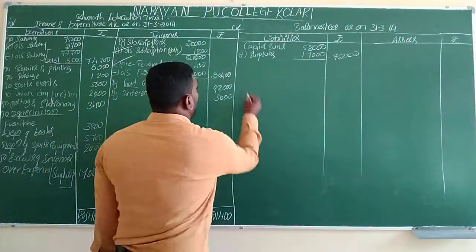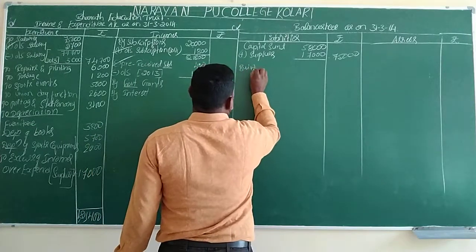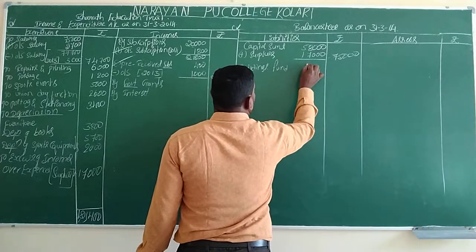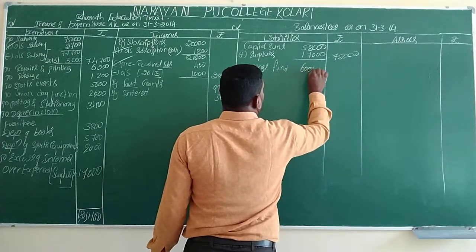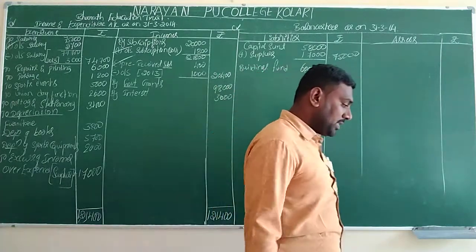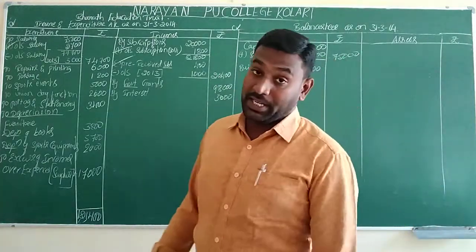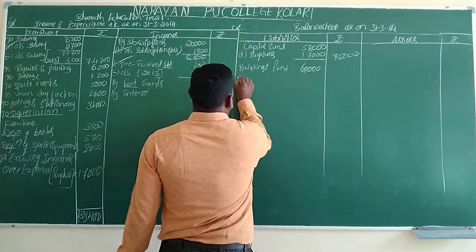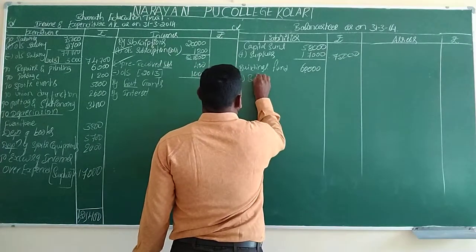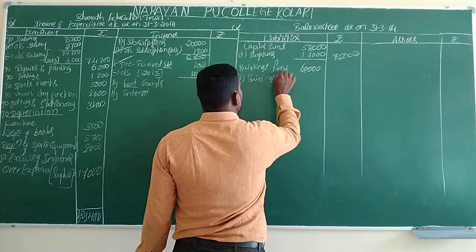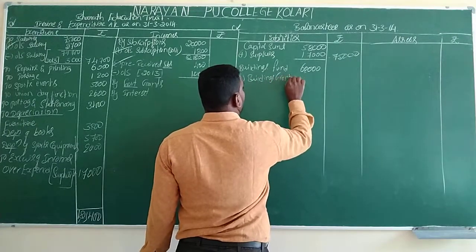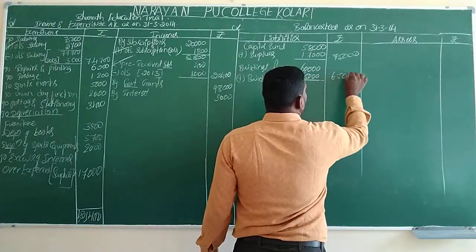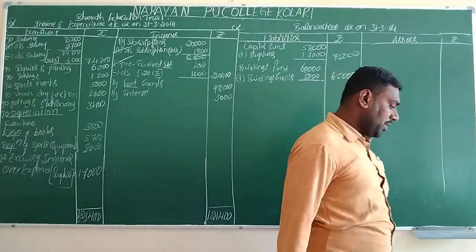Let's come to the same. In the previous balance sheet, we have the buildings fund. The buildings fund is 60,000. For this buildings fund, in the receipts and payments account, on the receipt side, they have given buildings grants. Add buildings grants, that is 5,000. 60 plus 5, 65,000.